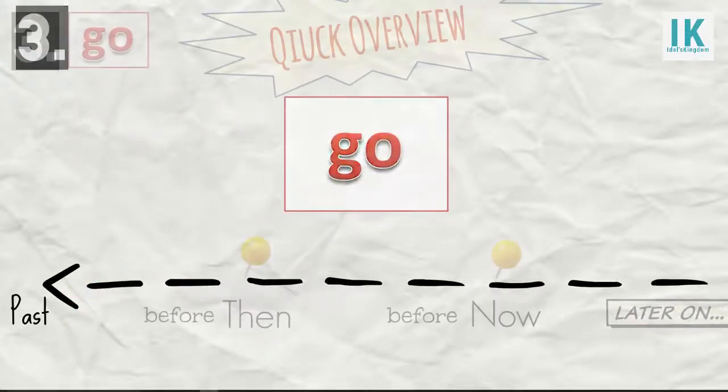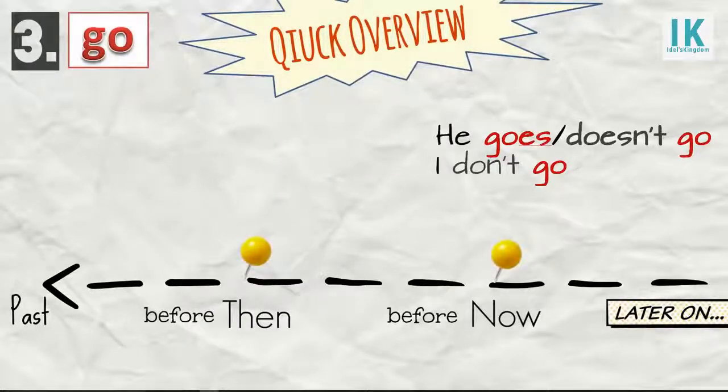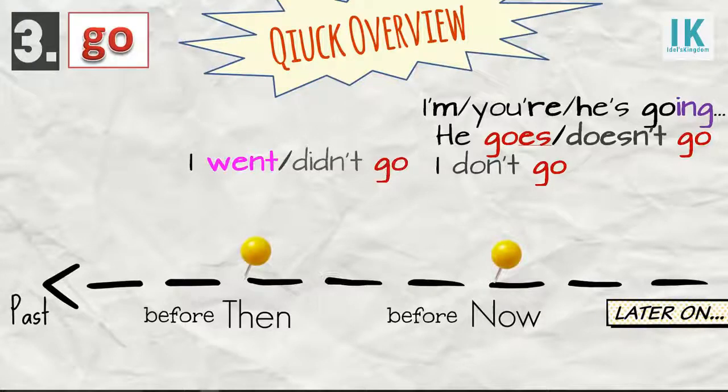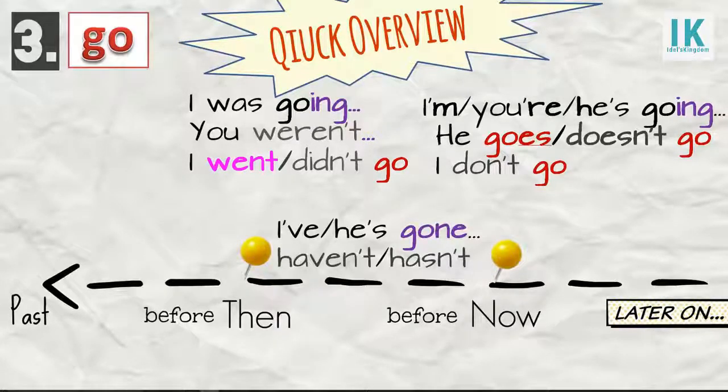Go. Quick overview. He goes. I go. Or he doesn't go. I don't go. I'm going. You're going. He's going. I went. Or I didn't go. I was going. You were going. Or you weren't going. I've gone. He's gone.